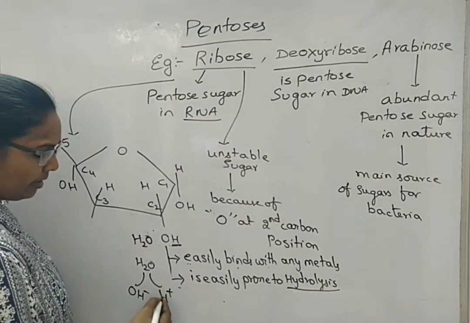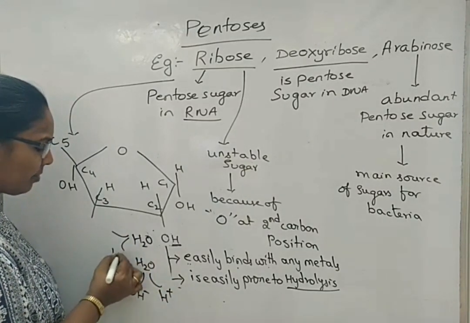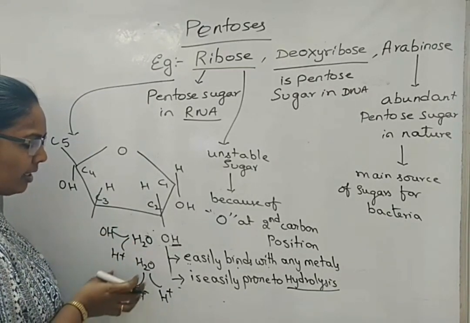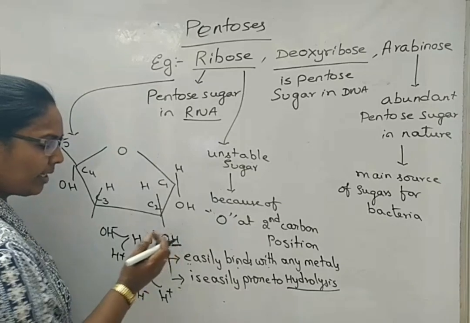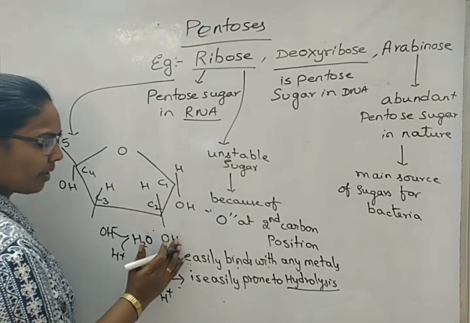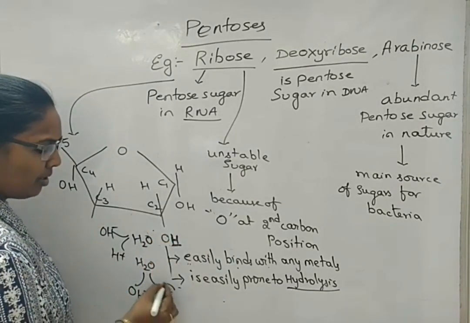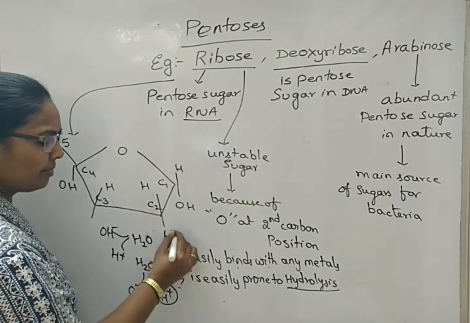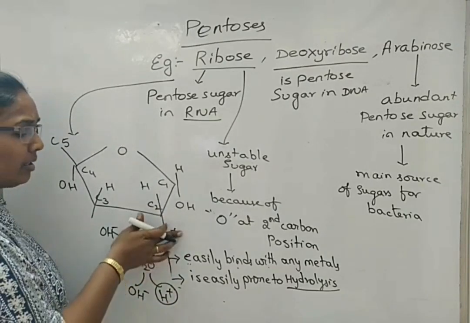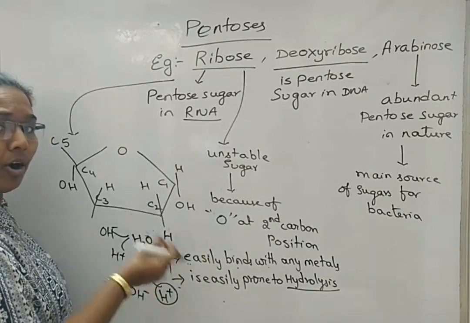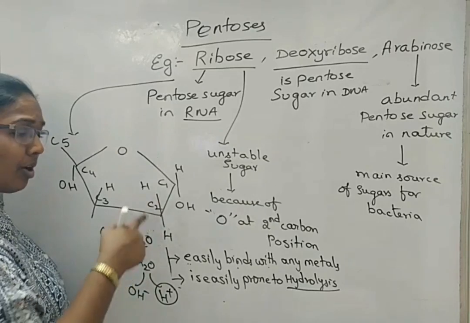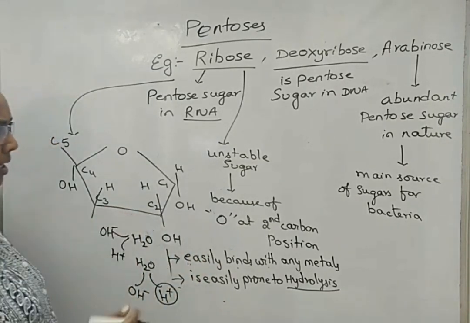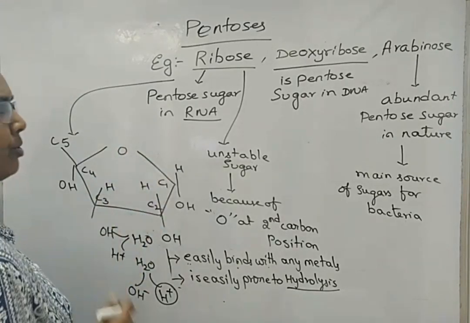Now, when a few of these H plus and OH minus ions take the oxygen out along with the hydrogen, one H plus ion will be replaced here. Then we can call this compound a deoxypentose sugar because here oxygen was removed. Okay, so this is about the ribose sugar.